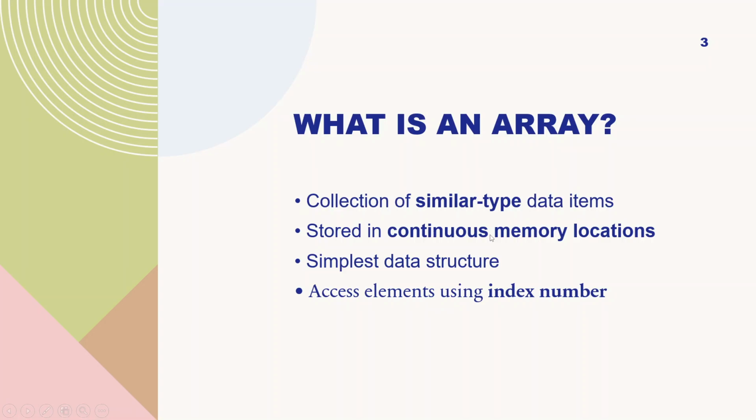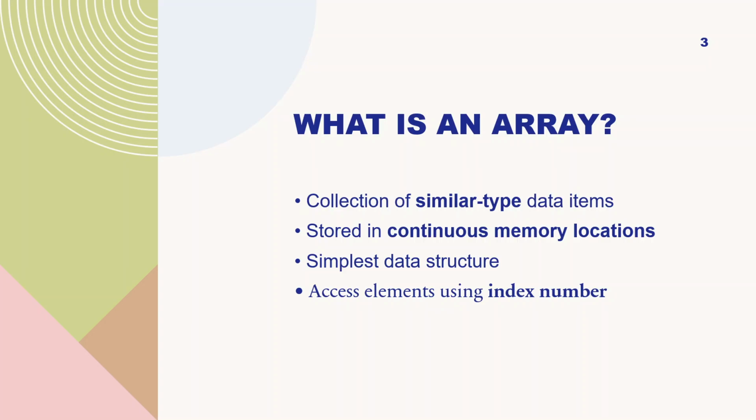First, let us understand what is an array. An array is a collection of similar types of data items stored at continuous memory locations. That means, if we create an integer array, we can store only integer values in it. An array is the simplest data structure and we can access an element by using its index number.